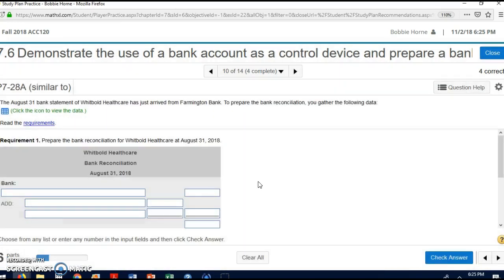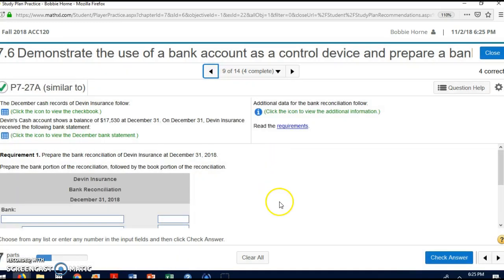And that is all of that question for the bank reconciliation. So that is the type of problem you will need to practice for the test. It's question number 9 on objective 7.6 in the study plan.